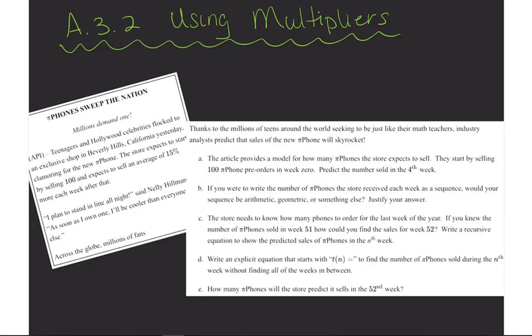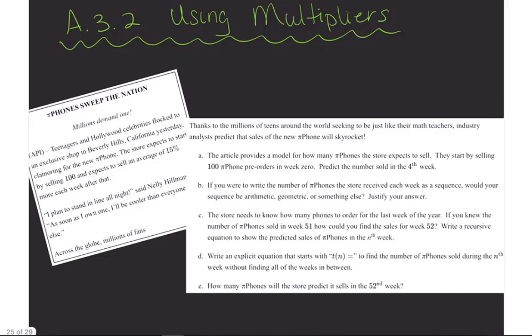So they want us to go through our little questions, given the article that they provided. How many Pi phones is the store expected to sell? We want to predict how many are going to be sold after the 4th week. Then we're going to figure out, looking at that sequence, if we were right. Is it going to be arithmetic, geometric, or something else? The store needs to know how many phones to order for the last week of the year. If you knew the number of Pi phones for week 51, could you figure it out for week 52? Write a recursive equation. Then we're going to write an explicit equation. And then we're going to figure out whether our prediction for how many phones we needed was pretty close to the actual number after 52 weeks. Sound like a plan? Okay.